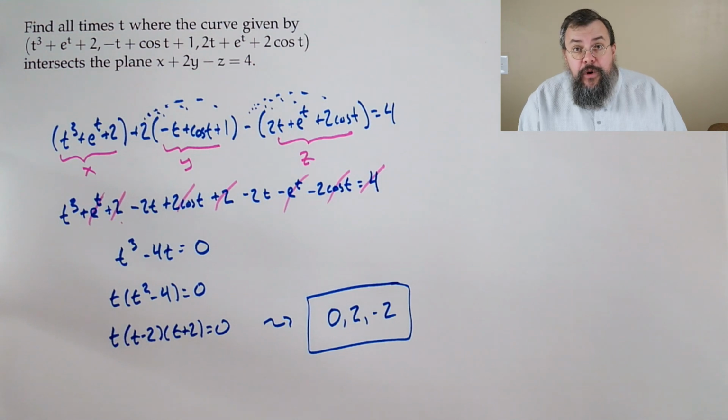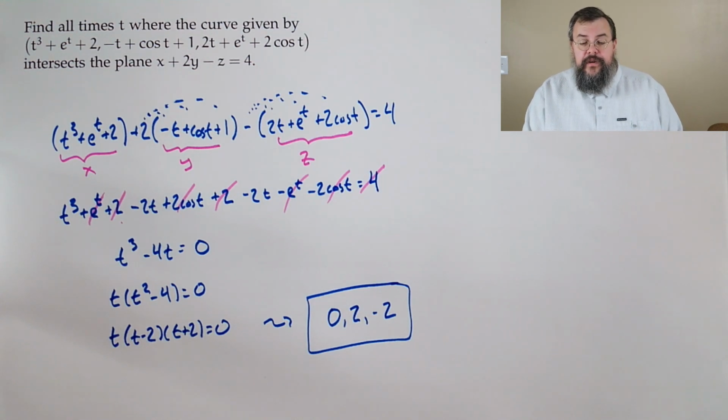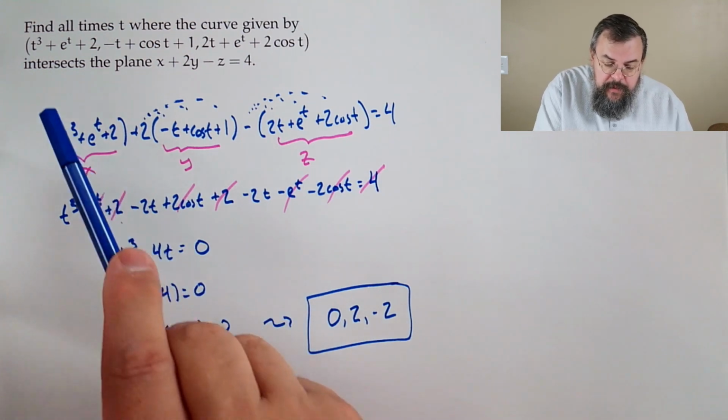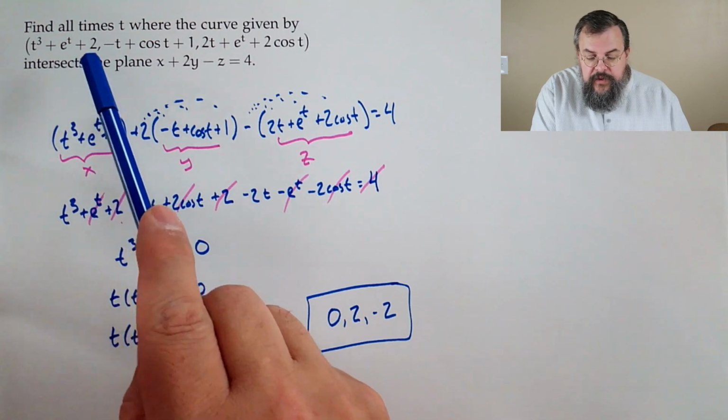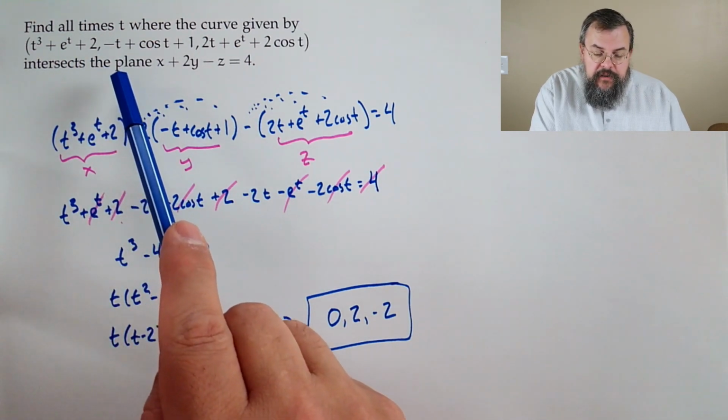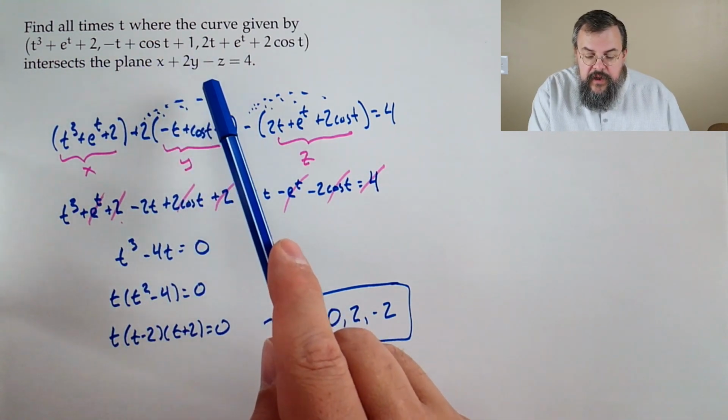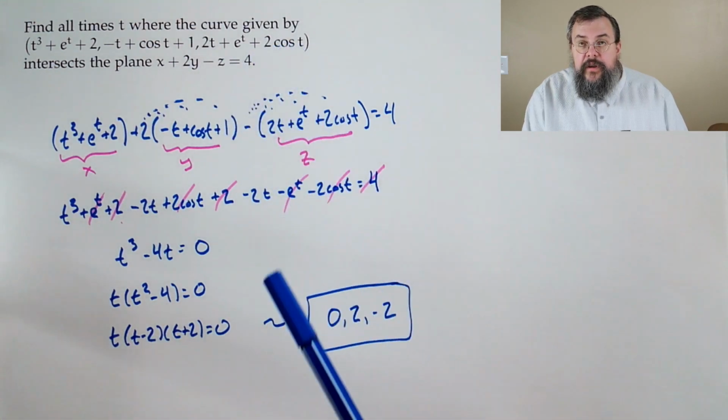If we had been after our points, what would we do? Well, if we wanted the points, we would take these numbers and plug them in. So, for instance, if you plug in 0, you get 0 plus 1 plus 2 is 3. Then you have 0 plus 1 plus 1 is 2. And 0 plus 1 plus 2 is 3.